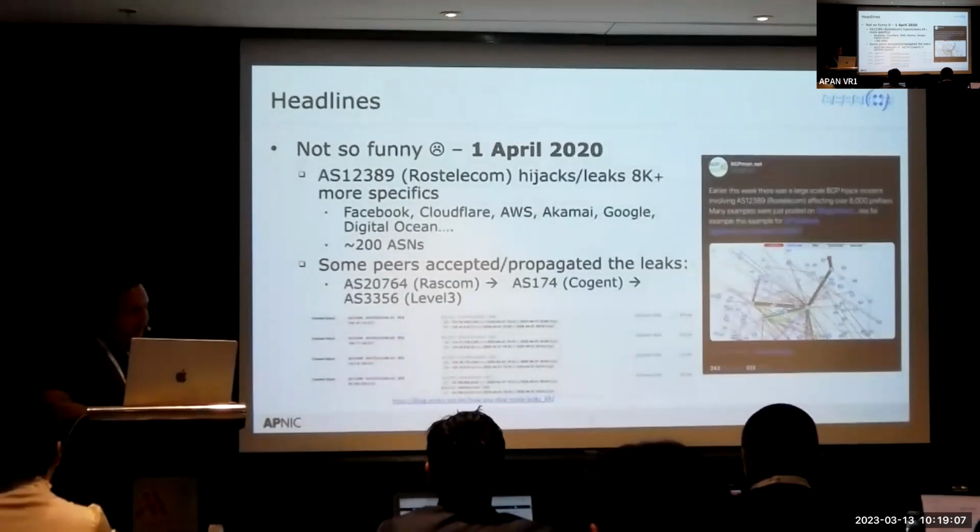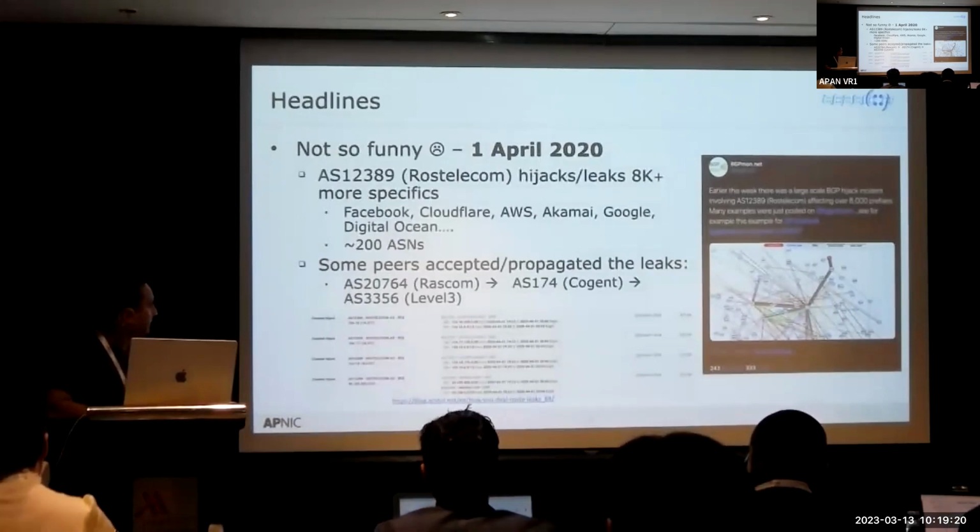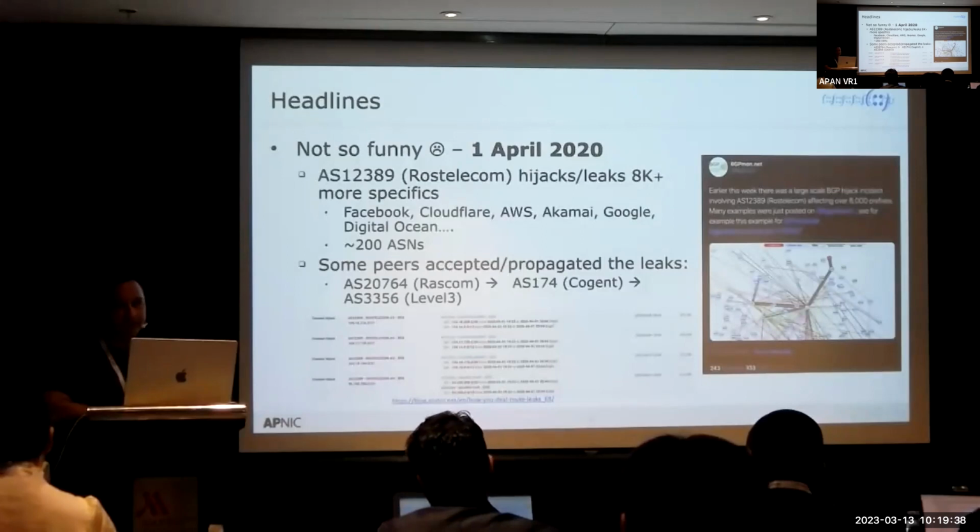Again, in 2020, Rostelecom hijacks around 8,000 prefixes, and most of the major service providers like Facebook, Cloudflare, AWS, Akamai, Google were affected, right? And again, you can see the names there. Some large providers: Rascom is one of the largest providers in Russia, and Cogent Communications is tier 1, even Level 3 is tier 1. So most of these big networks are actually participating in this route propagation process. It means if big networks are participating, the amount of impact is also big.